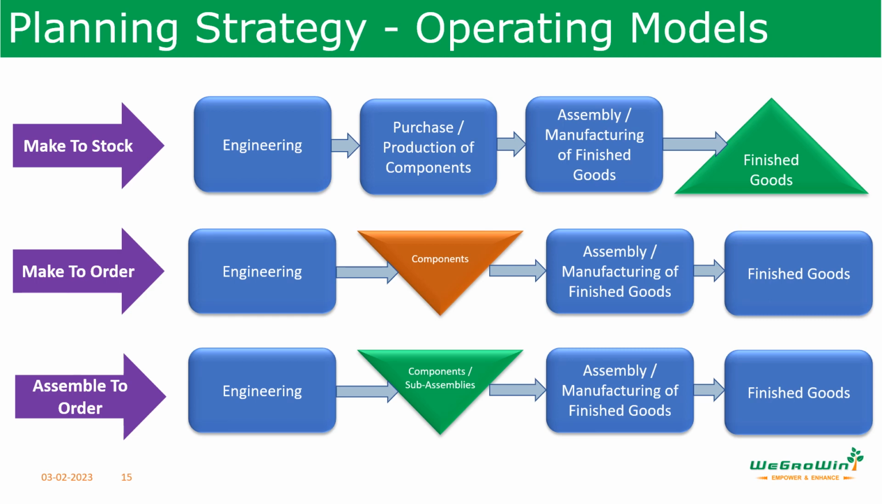Make to order means we do not produce the product in advance. We will produce only after getting the order from the customer. But some companies may keep the components in stock so that they can reduce the overall lead time. But that depends on the organization. Then assemble to order is a concept where the sub-assemblies or some critical components are always kept in stock. Whenever the order comes from the customer, they are assembled and delivered. So there are three kinds of strategies or operating models generally followed in business. SAP gives various options to operate these operating models.